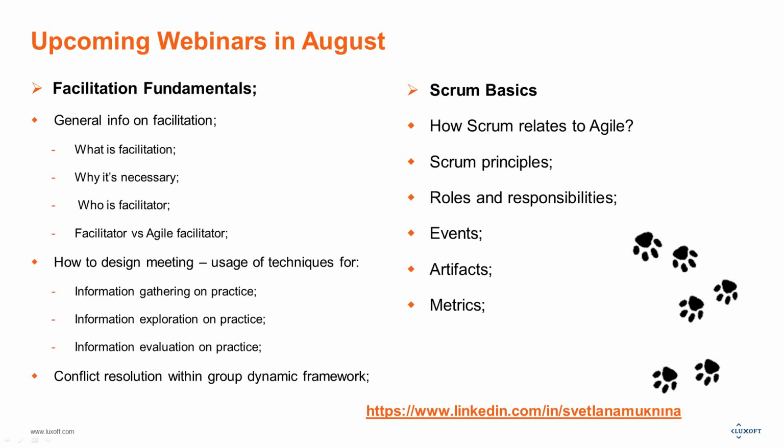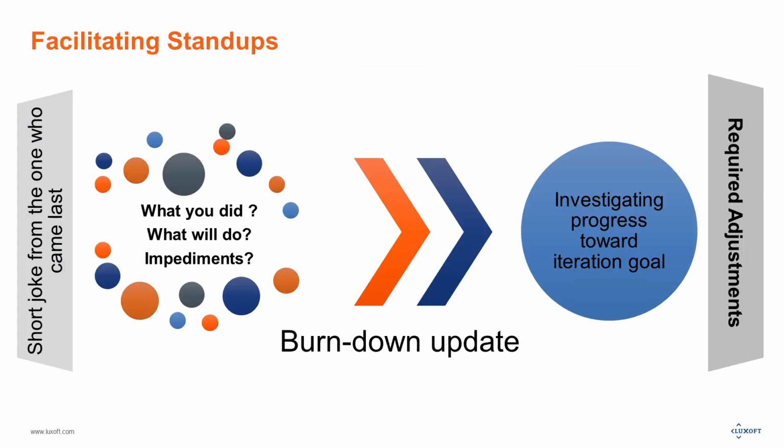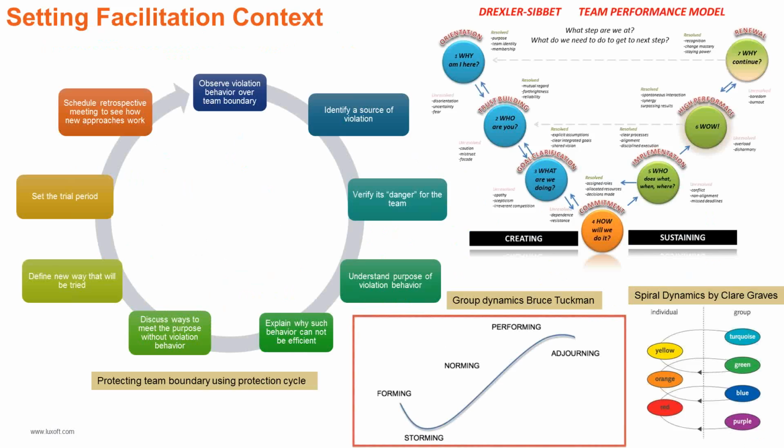The framework of group dynamics is a framework by Bruce Tuckman. I'm just going to remind it to you. Here it is. It is about forming, storming, norming, performing, and adjourning. And on each of these stages, we can have some conflicts, and there are some tips, some hints on how it can be resolved on each particular phase.